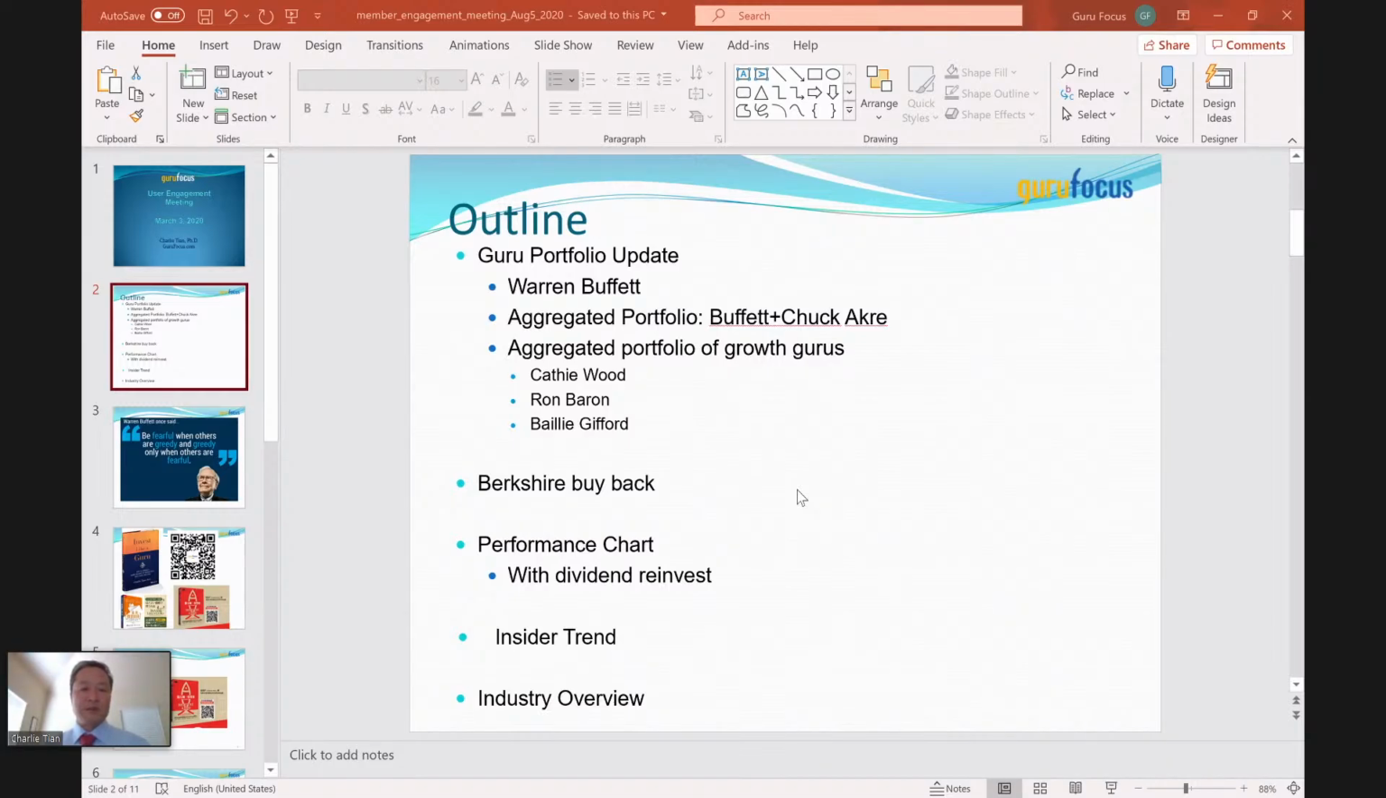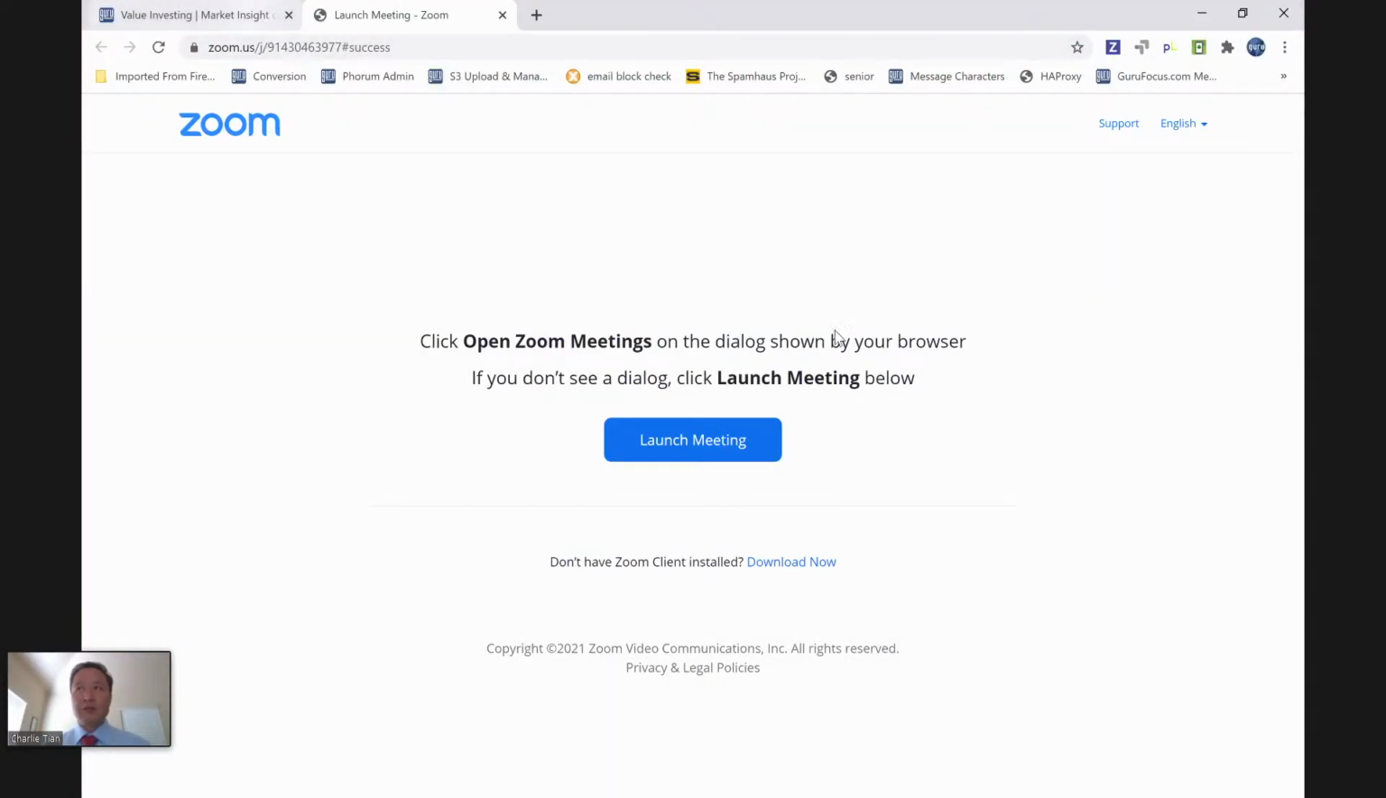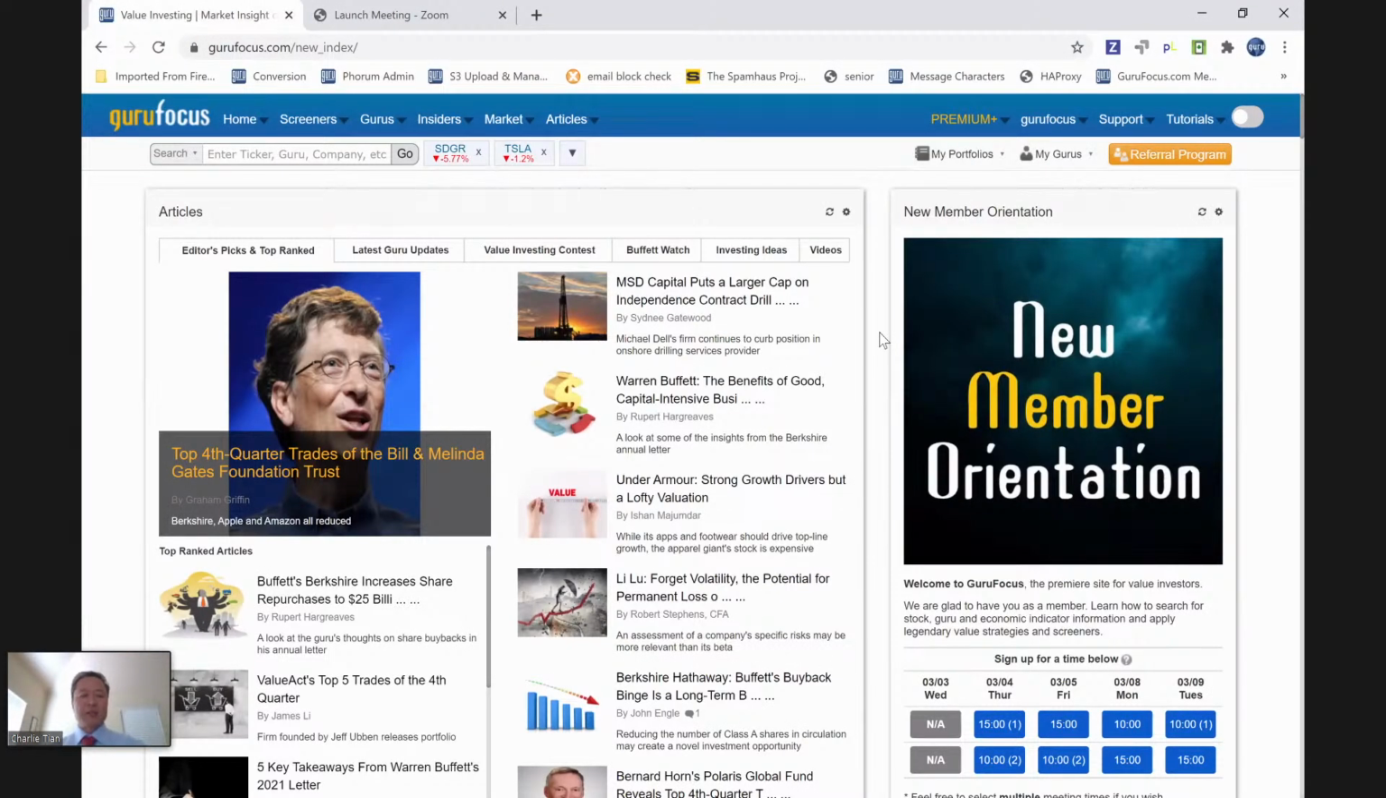First of all, over the past 2 weeks, we have updated the Guru portfolios of the end of December 2020 portfolio. I'm sure many of you already know how to use the tool, but I would still like to show you how to find the Guru portfolios. That's actually one of the most important things from us.